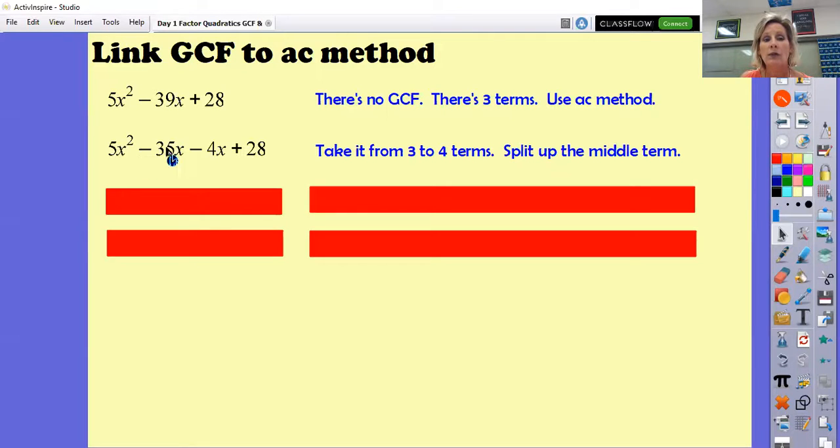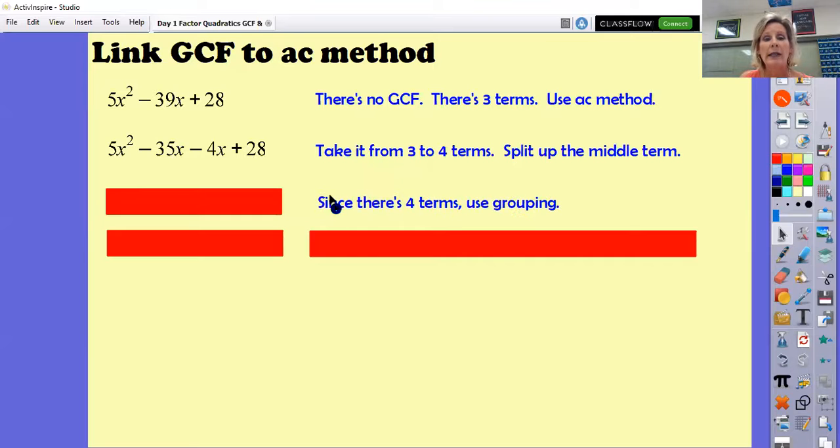Once I have it in 1, 2, 3, 4 terms, I'm going to group it by looking at the GCF of the first pair of terms and then the GCF of the second pair of terms. So I need to group it because there are 4 terms. So 5x is the GCF of the first pair, and I've put that here. And then 4 is the GCF of the second pair, and I've put that here.